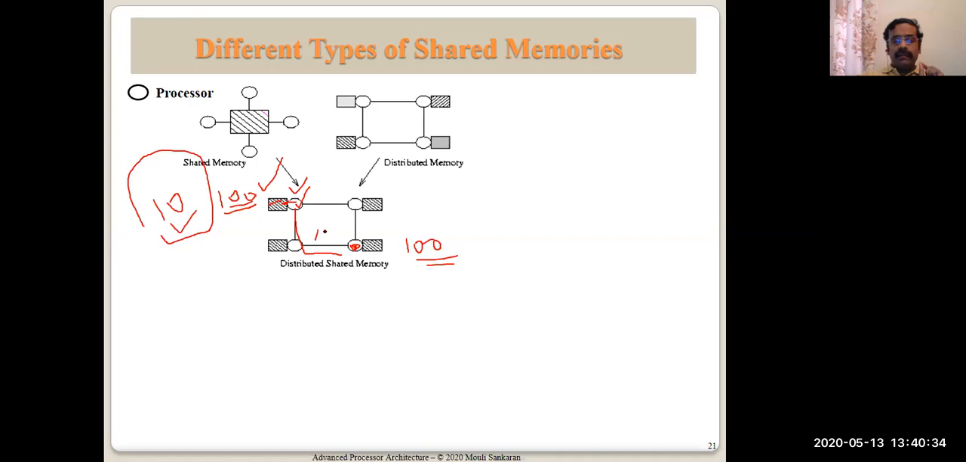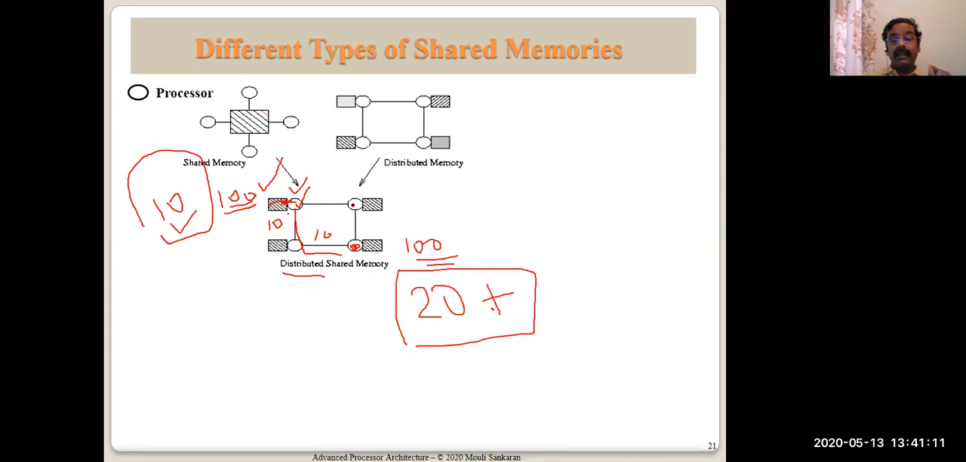Maybe if you say this is introducing a delay of 10, and this is introducing another delay of 10, then it has to go through this CPU or maybe some physical interface. In that case, it will be at least 20 plus. The access time will be 20 plus cycles. So every location in the shared memory, if it is distributed physically, will not take the same number of cycles for all the processors.